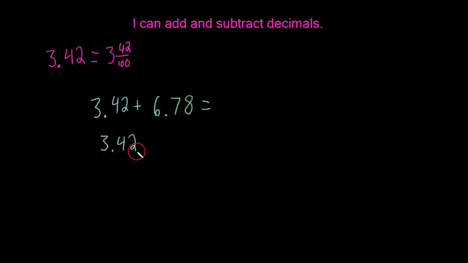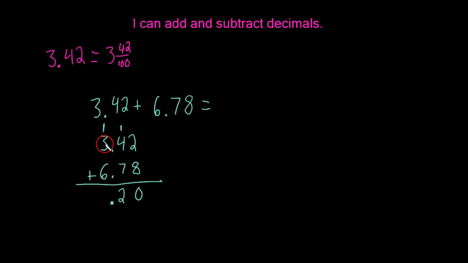So we have 3.42 plus 6.78. Okay, so this seems pretty easy so far. So we'll go something like this. 2 plus 8 is 10. Put the 0 here. Carry the 1 over. 1 plus 4 is 5. Plus 7 is 12. Put the 2 here. Carry the 1 up. And this decimal point is going to go straight down. So this decimal point is going to be right here in our answer.